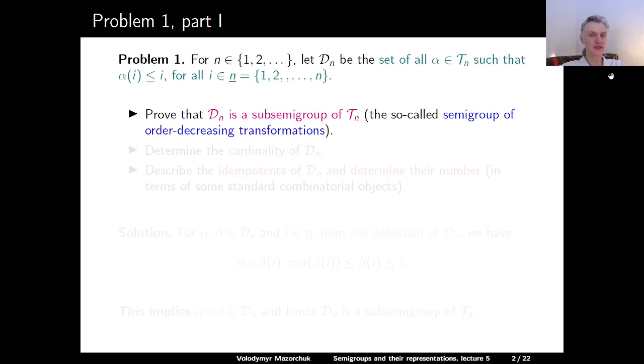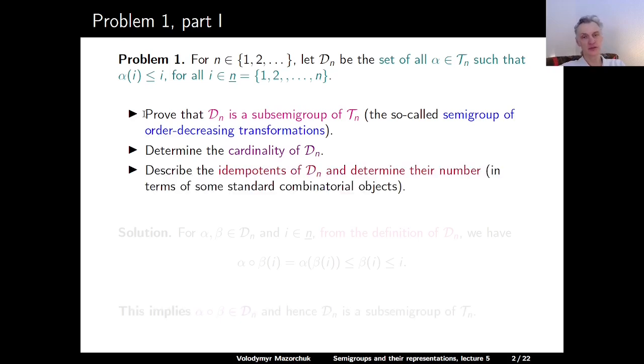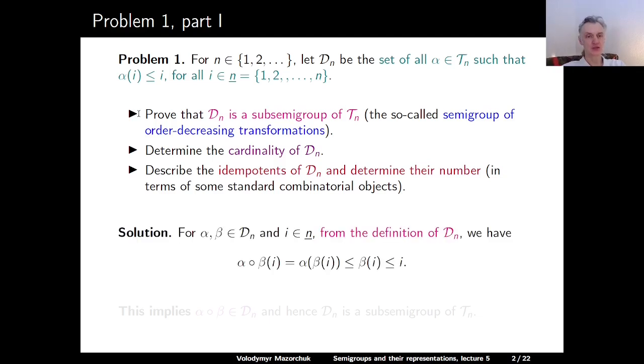This is usually called the semigroup of order decreasing transformations, because if we have a transformation from this semigroup and we apply it to an element, we get the same element or something smaller with respect to the natural order. Determine the cardinality of Dn, and describe the idempotents of Dn and determine their number in terms of some standard combinatorial objects. Solution. Let us take two elements alpha and beta in Dn.